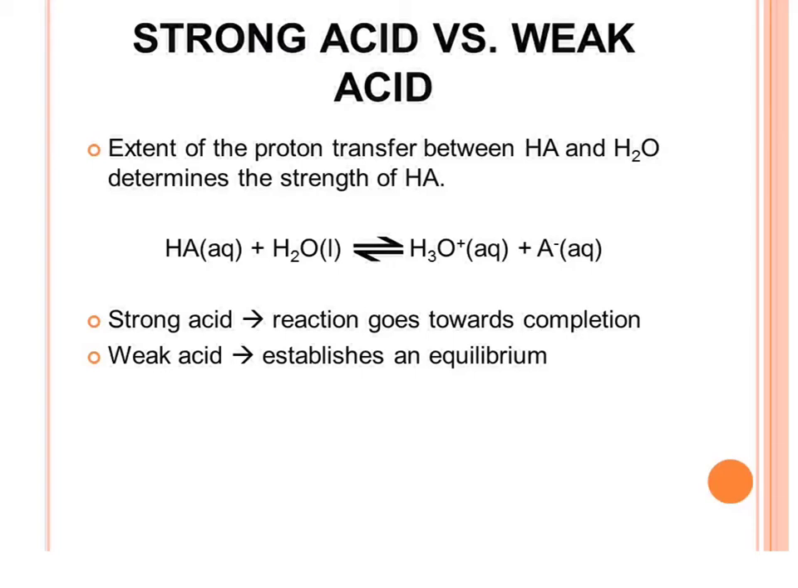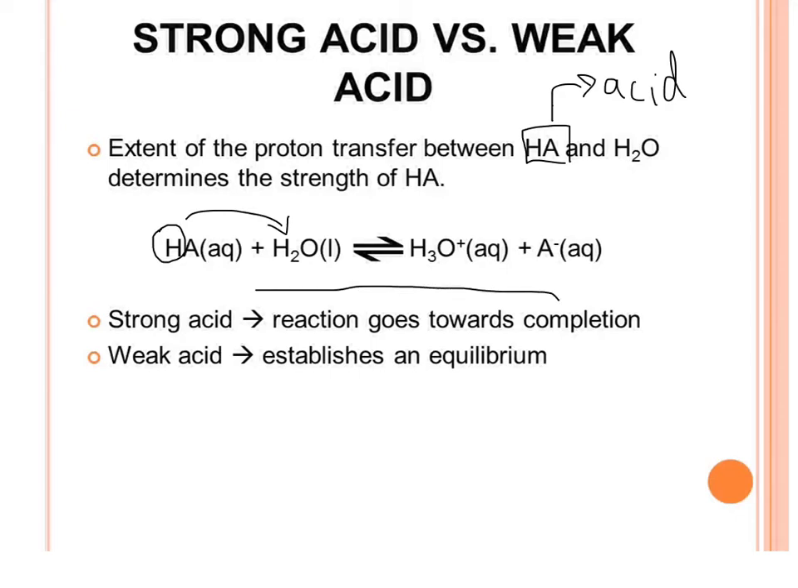The difference between a strong acid and a weak acid is based on the extent of the proton transfer between the acid and water. This formula here, HA, is just the general form for an acid. A strong acid is going to almost completely donate its proton to the water, meaning that the reaction would shift towards the right and go towards completion.